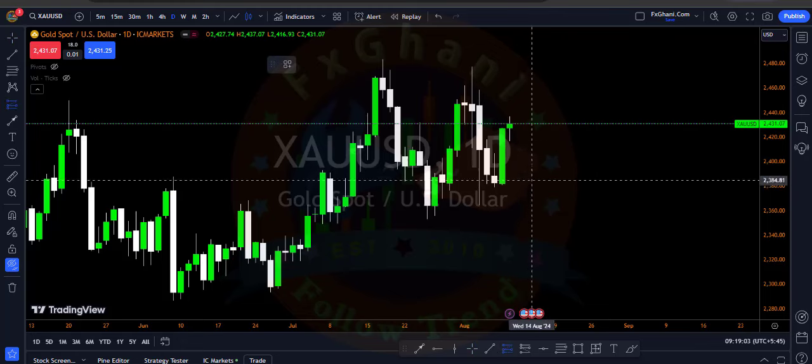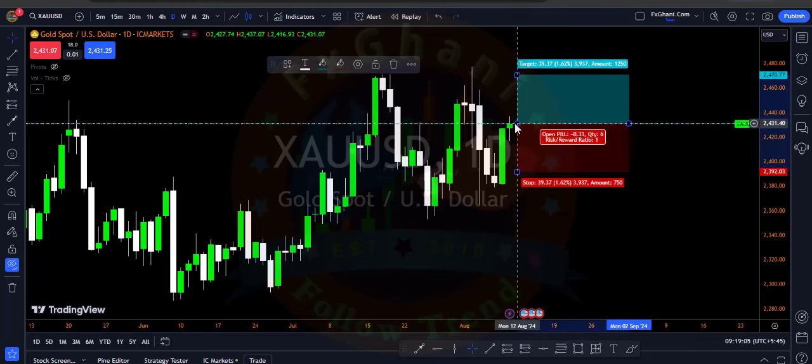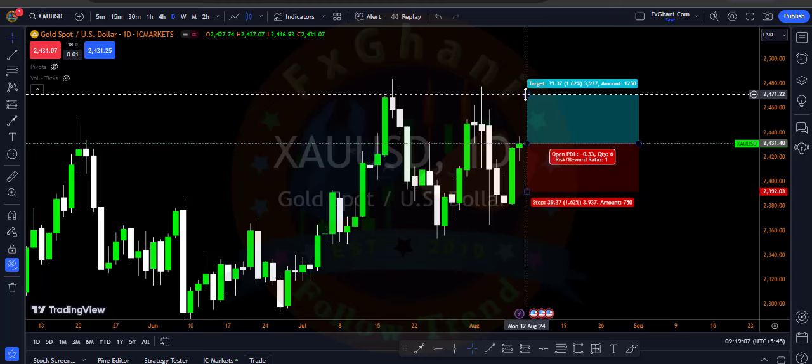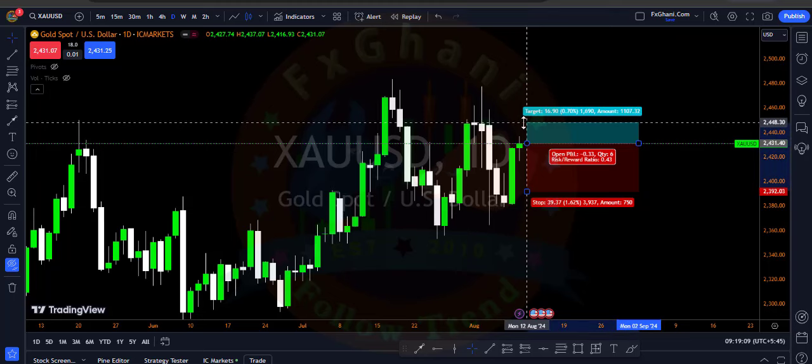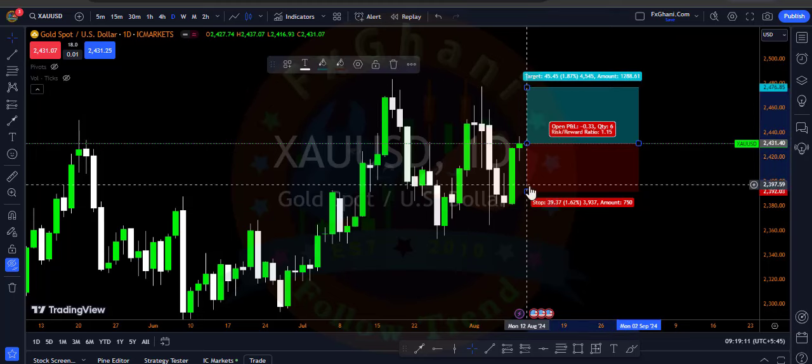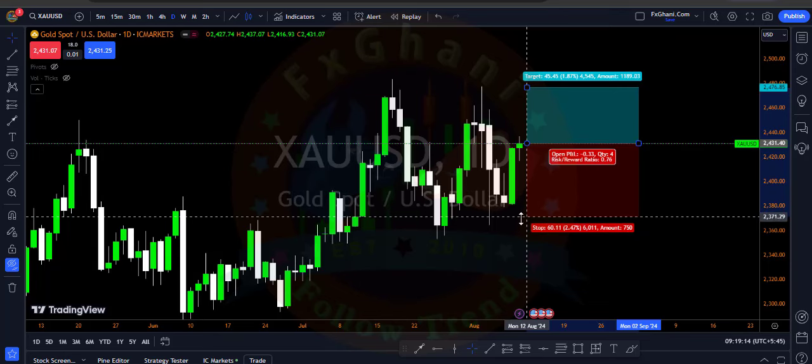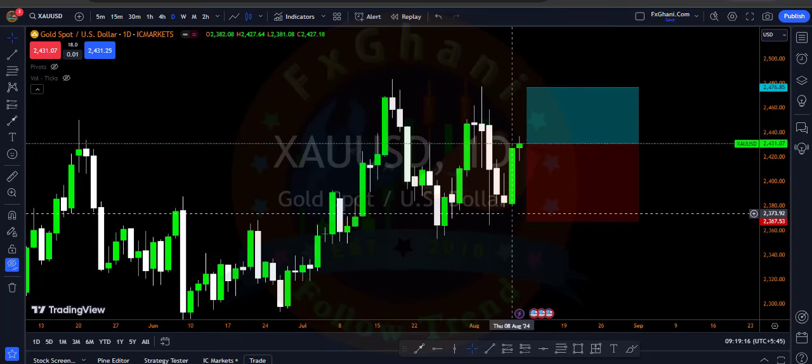The reason is this one. You enter a buy at this level, your take profit level is maybe this high, and your stop loss is below this low. So you can see here, our stop loss is higher and take profit level is very, very small.